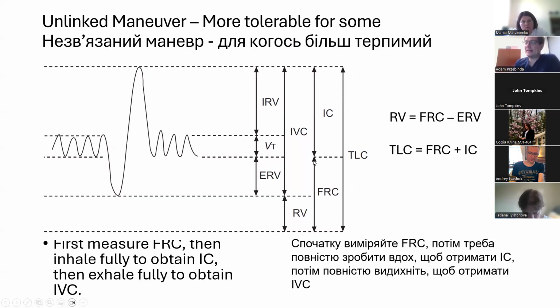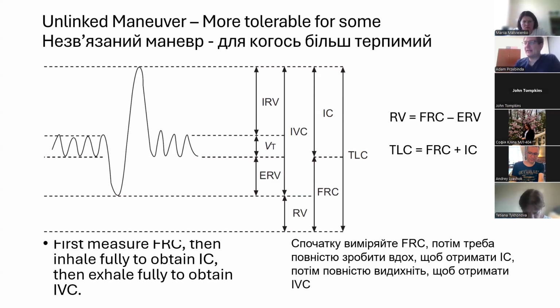But there is an alternative method, which is an unlinked maneuver. And first, you measure the lung volume at this functional residual capacity. So you have this number. And then instead of exhaling, you inhale all the way. And then you can calculate the total lung capacity as this plus this, okay? And it's slightly less accurate than the other method, but that's okay.